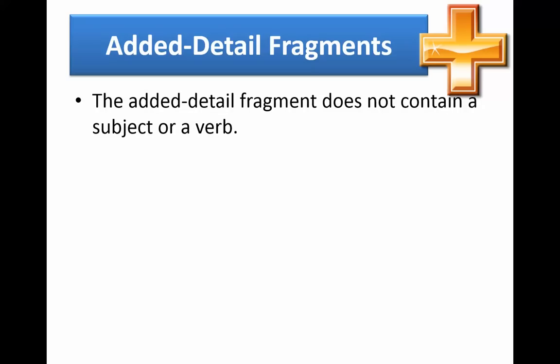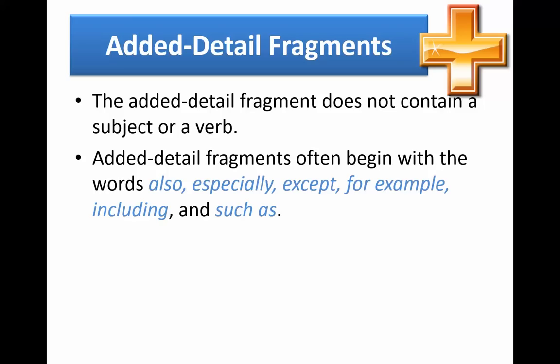Another type of fragment is the added detail fragment. The added detail fragment doesn't contain a subject or a verb. Added detail fragments often begin with the words also, especially, except, for example, including, and such as. I hate being late. Is this a complete sentence? It has a subject, I, it has a verb, hate, and it is a complete thought, I hate being late.